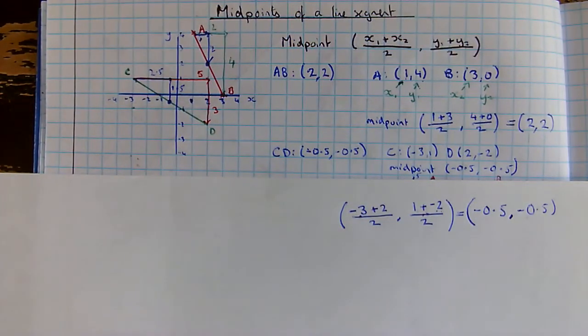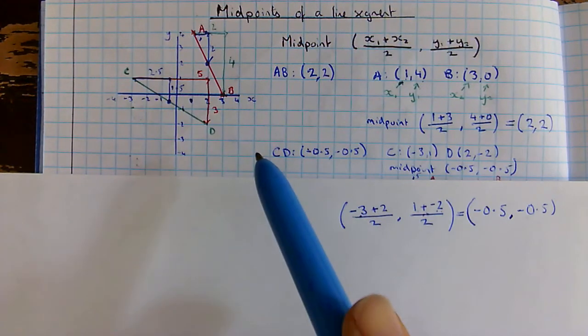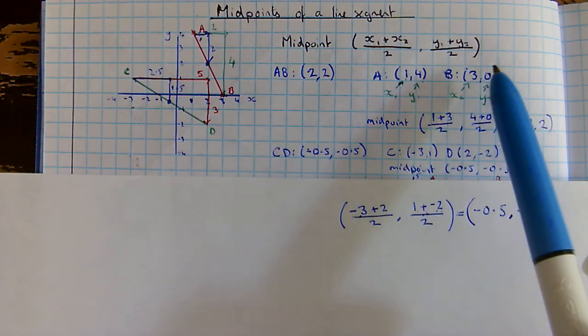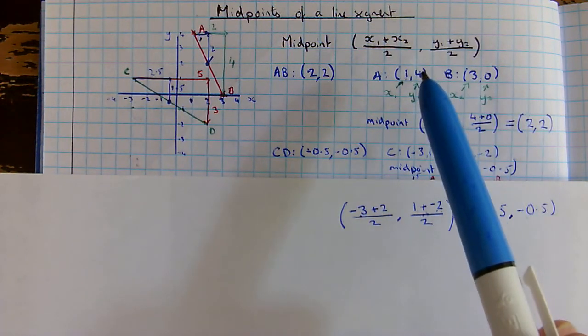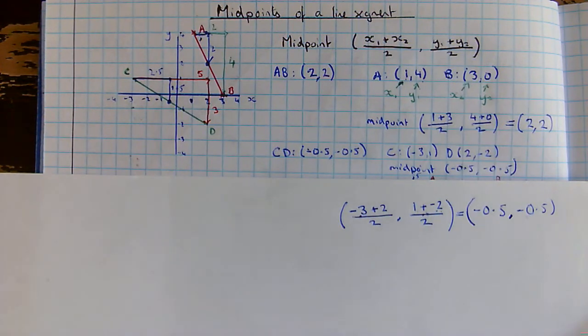In the exam, if you're given the graph, it's helpful to count the squares. If you're not given the graph and you're just given the coordinates, you need to use this midpoint formula. Add together the two x coordinates and divide by 2. Add together the two y coordinates and divide by 2. If this appears on a calculator paper, do feel free to use a calculator to help you do this so that you don't make mistakes with negative numbers.